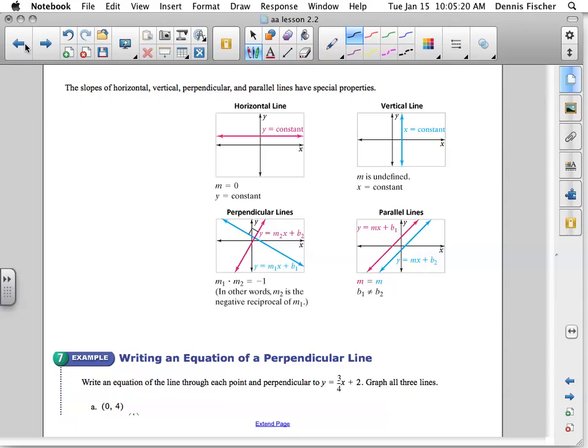Now the question is, on a vertical line, why is my slope undefined? Because on vertical, there's no slope, like it doesn't go over, it just goes straight up.